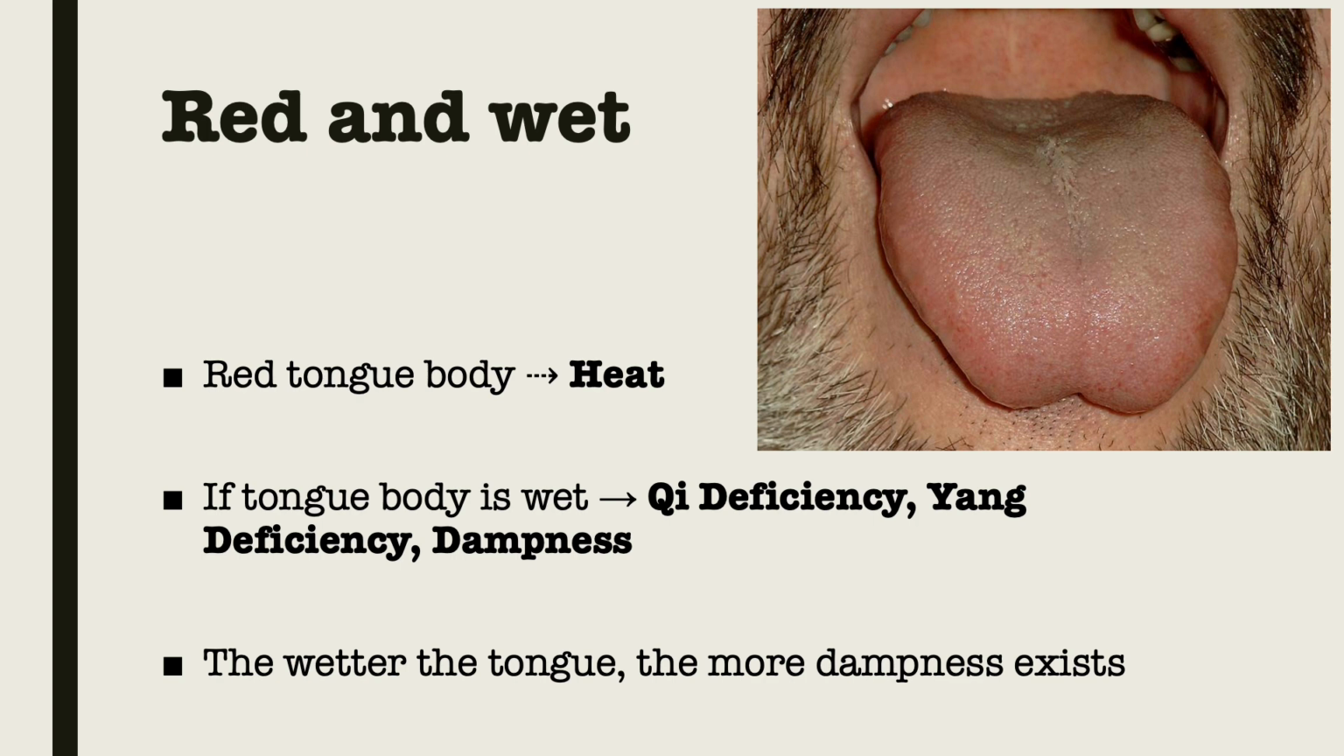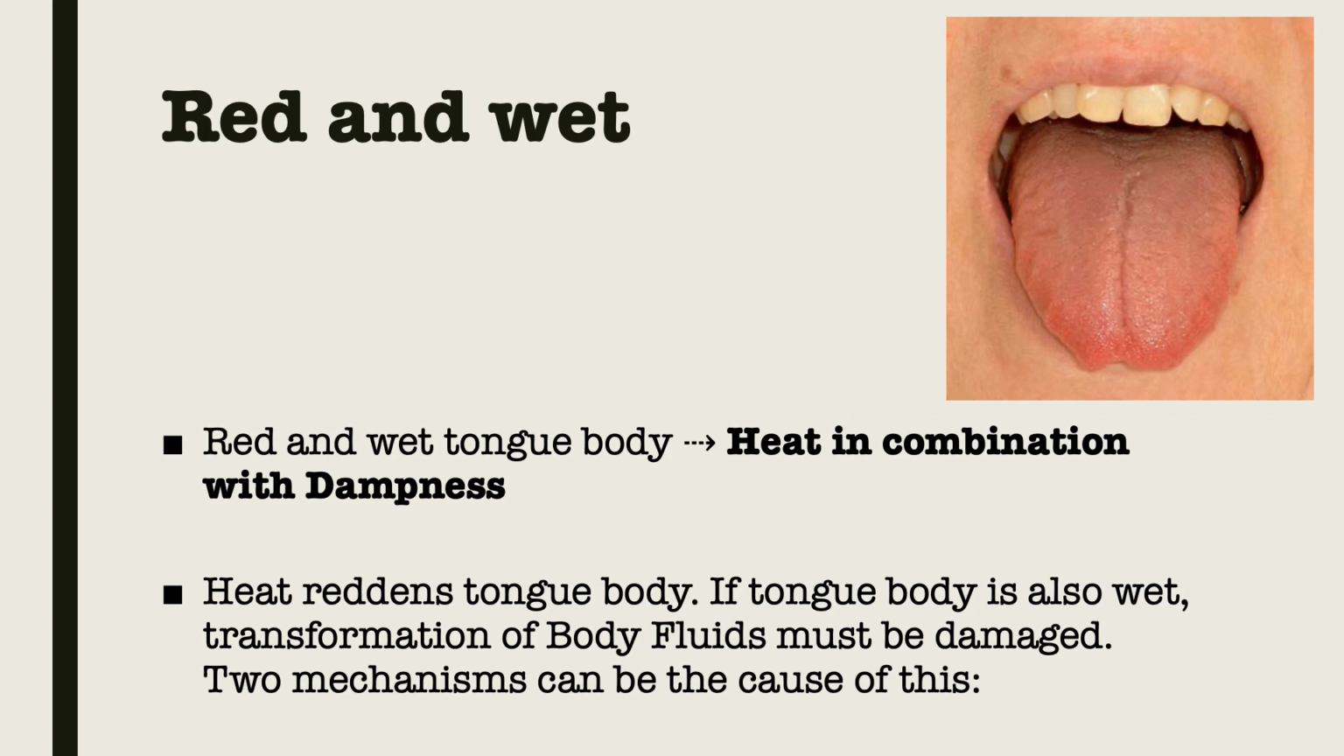The red tongue body points to heat. If the tongue body is wet, this is a sign of qi deficiency, yang deficiency, and dampness. The wetter the tongue is, the more dampness exists. A red and wet tongue body points to heat in combination with dampness.